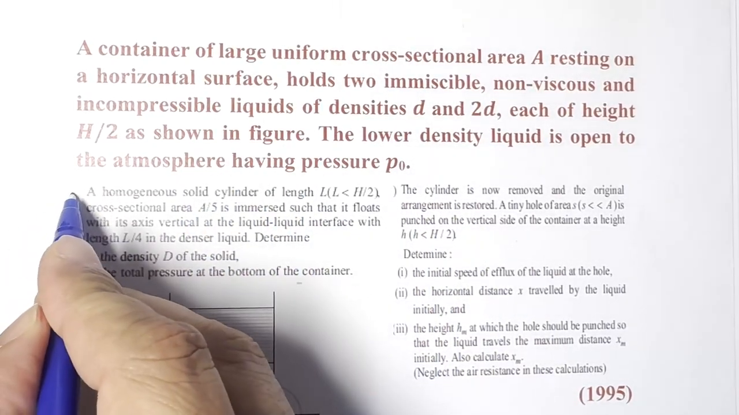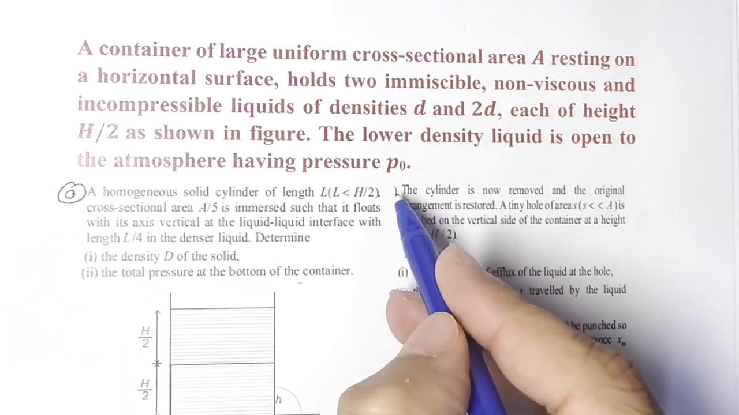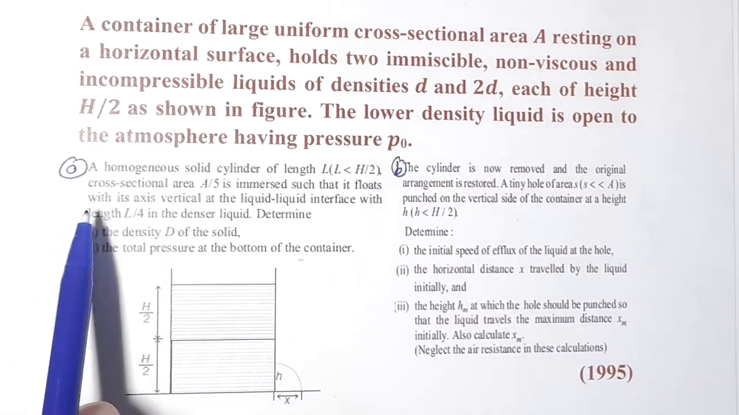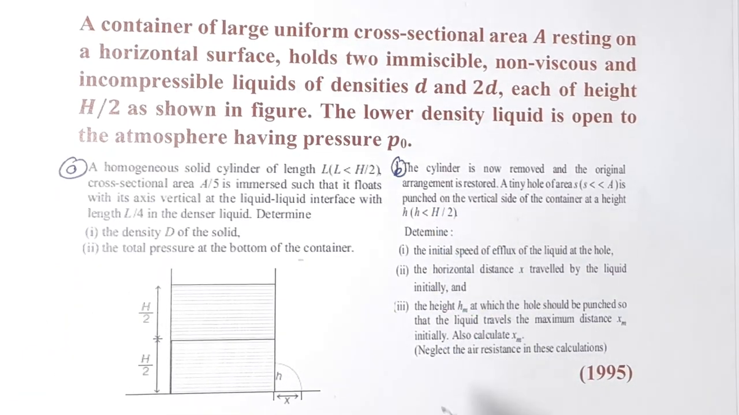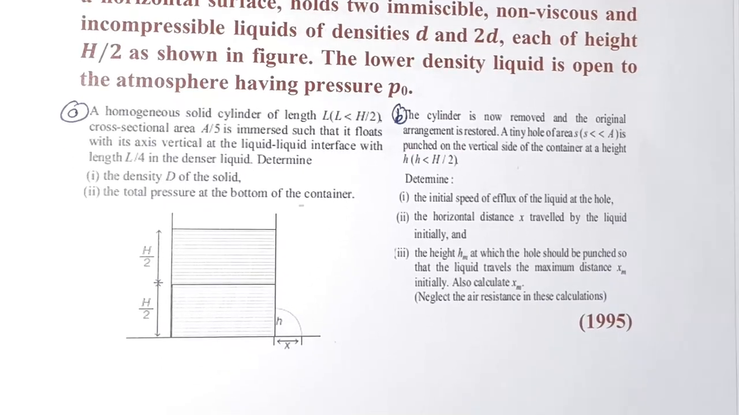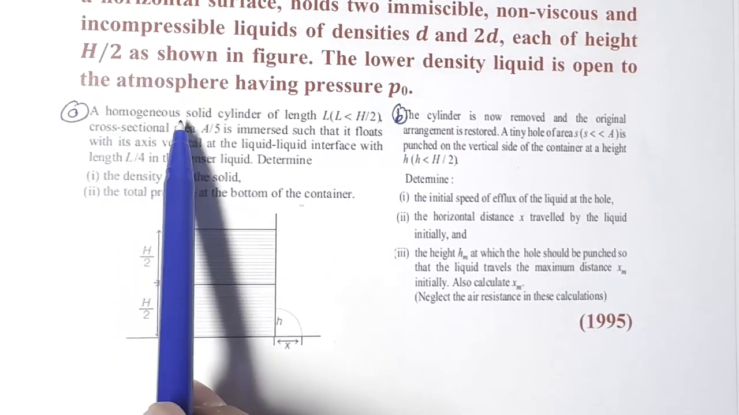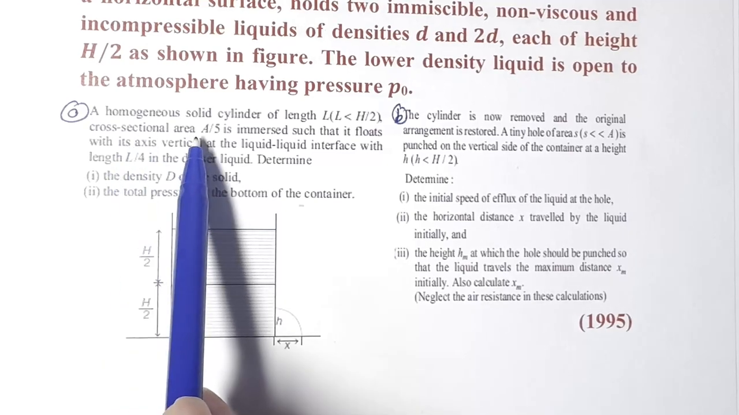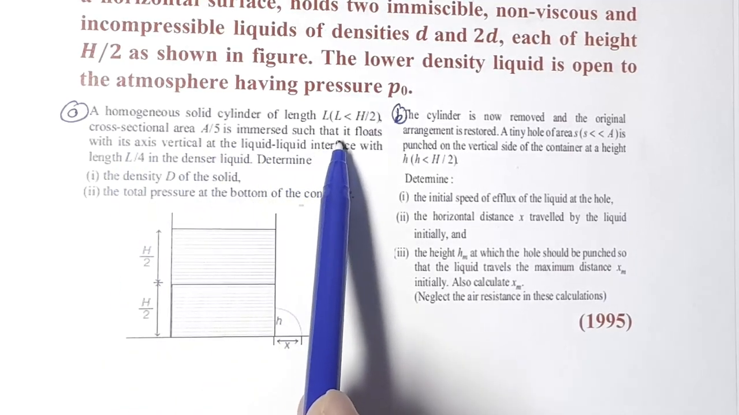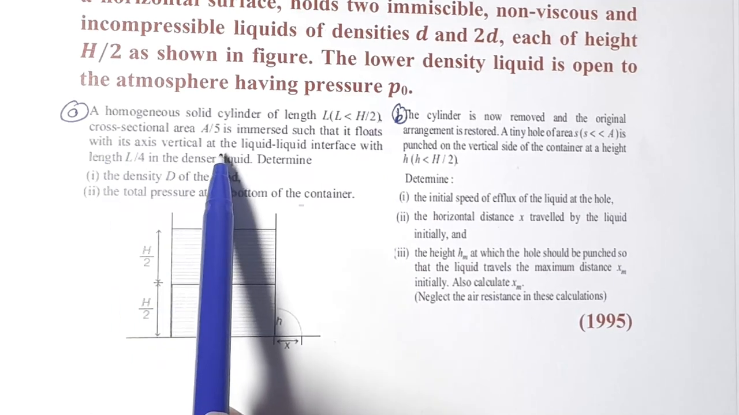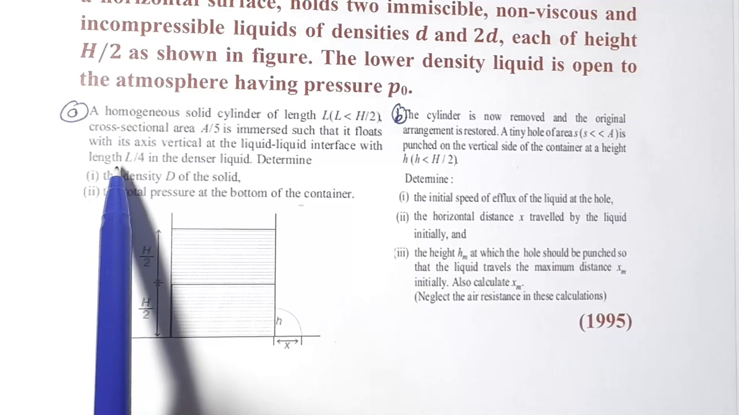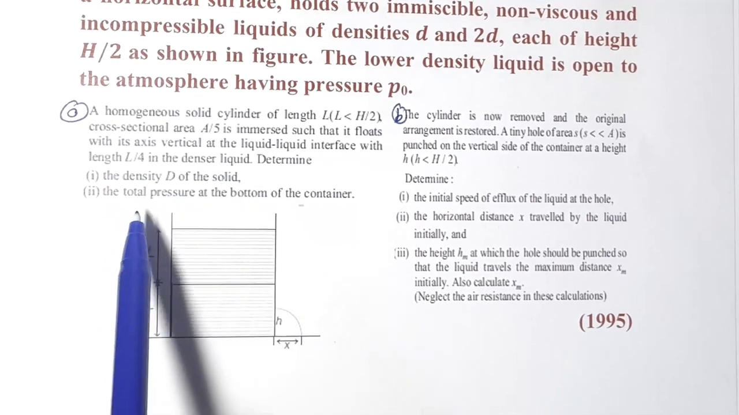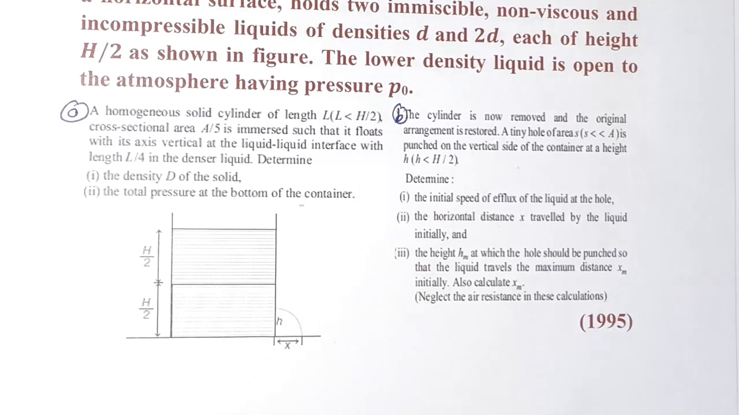So we have to solve these two parts, and part A is having two subparts and part B is having three subparts. So in the first case, it is given a homogeneous solid cylinder of length L, which is less than h by 2, cross-sectional area A by 5, is immersed such that it floats with its axis vertical at the liquid-liquid interface with the length L by 4 in the denser liquid. Determine the density D of the solid, total pressure at the bottom of the container.